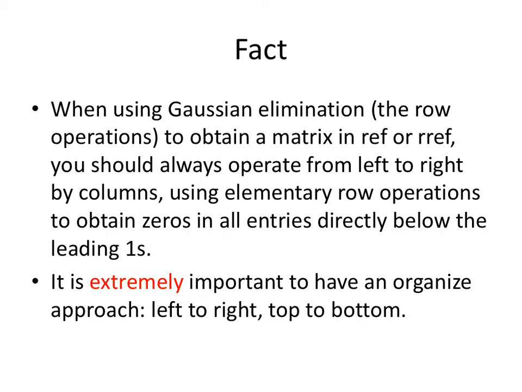Alright, so when using Gaussian elimination, the row operations that we just talked about, to obtain a matrix in row-echelon form or reduced row-echelon form, always operate from left to right, just like we read English, we read math left to right, by columns, using elementary row operations to obtain zeros in all entries directly below the leading 1s. It is extremely important to have an organized approach. You must know where you're going each time, or else you don't know where you're going to end up. Always left to right, top to bottom.